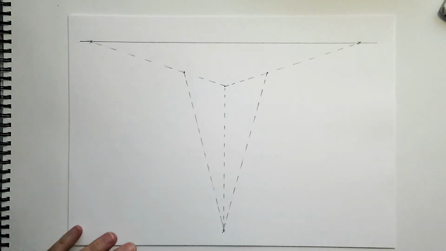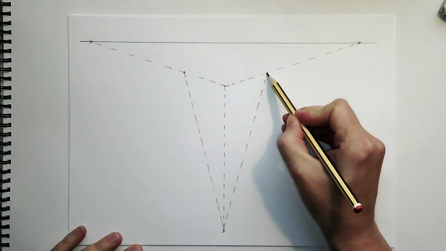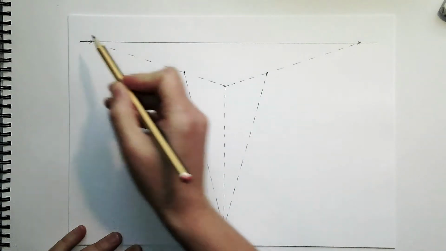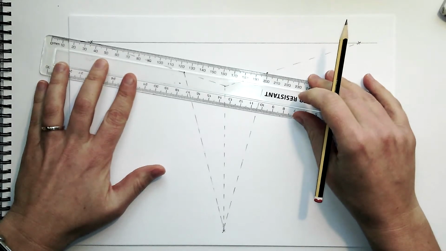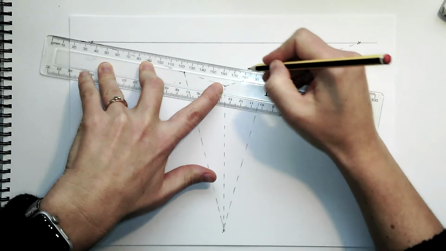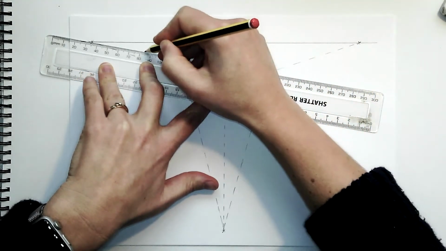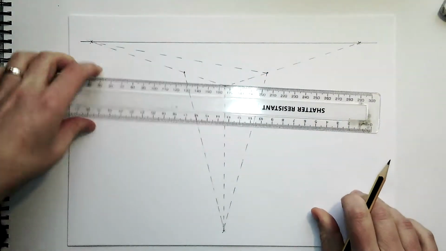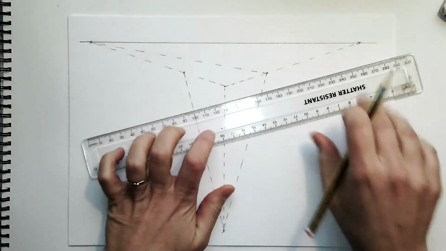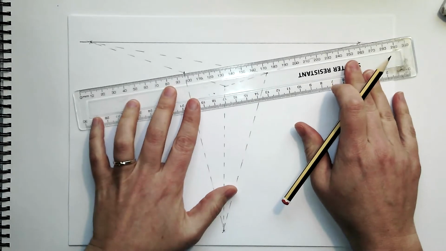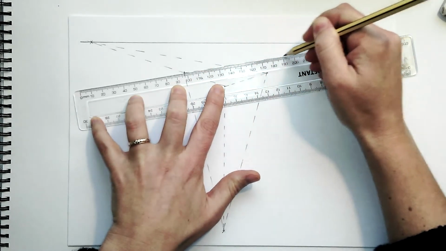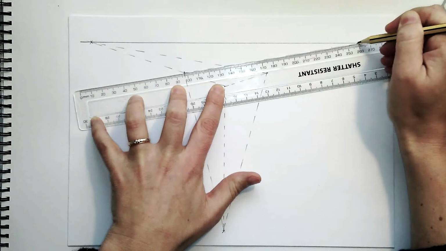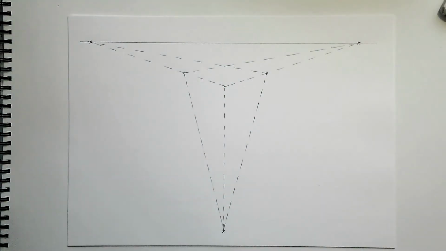And the next step is we're going to join this dot, this corner, this top of the cube, to the vanishing point on the opposite side, and then we'll do the same on the left hand side. So we take the dot there and draw our faint line to that point, and we'll join up these two with a nice faint line. Okay, so it's coming along really nicely.